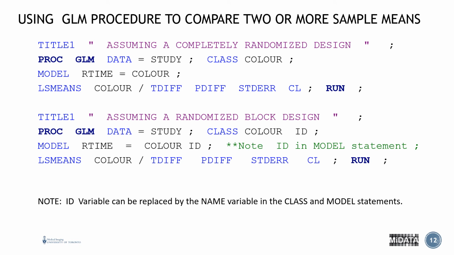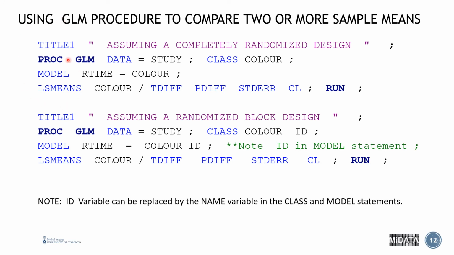Now, some of you might be thinking, what happened to proc t-test? You're right, that's what we used in part 1. But here in part 2, we're talking about the statistical model, so we're choosing to use another procedure called GLM, General Linear Model, because you'll see that it's much more versatile than the t-test.